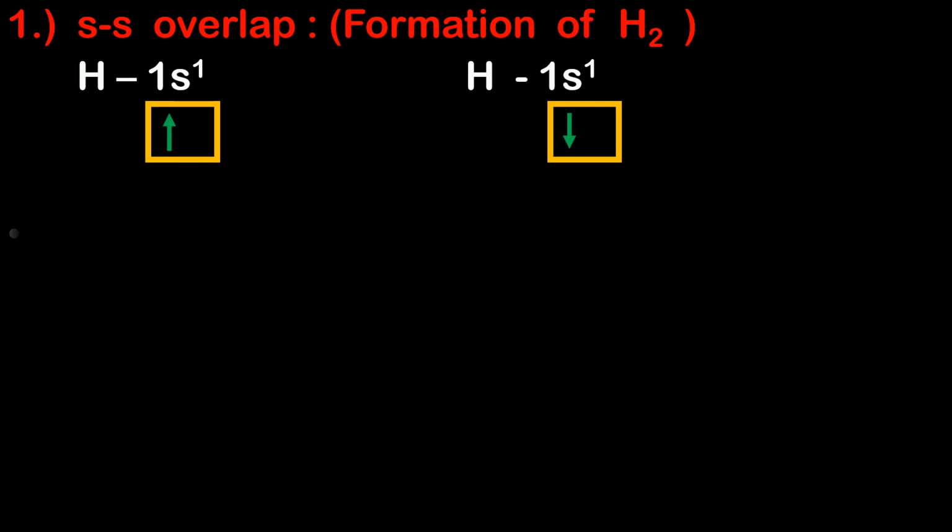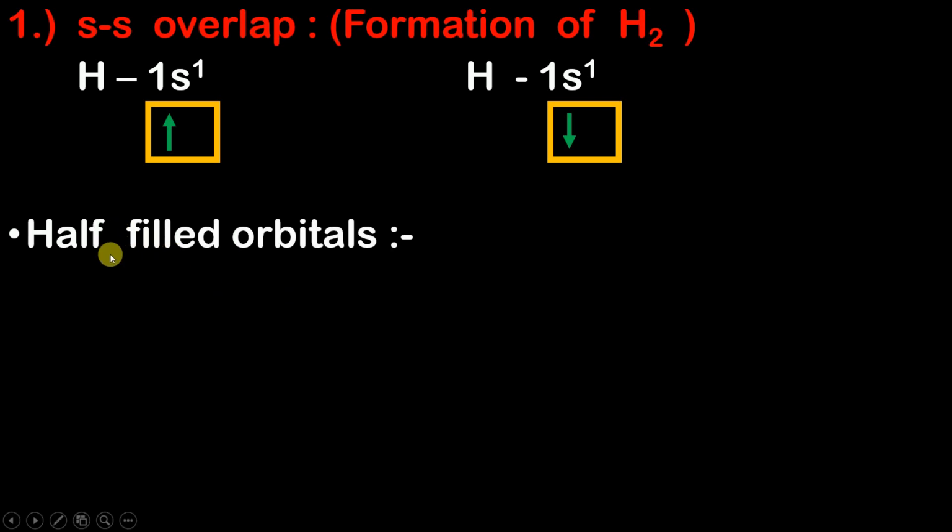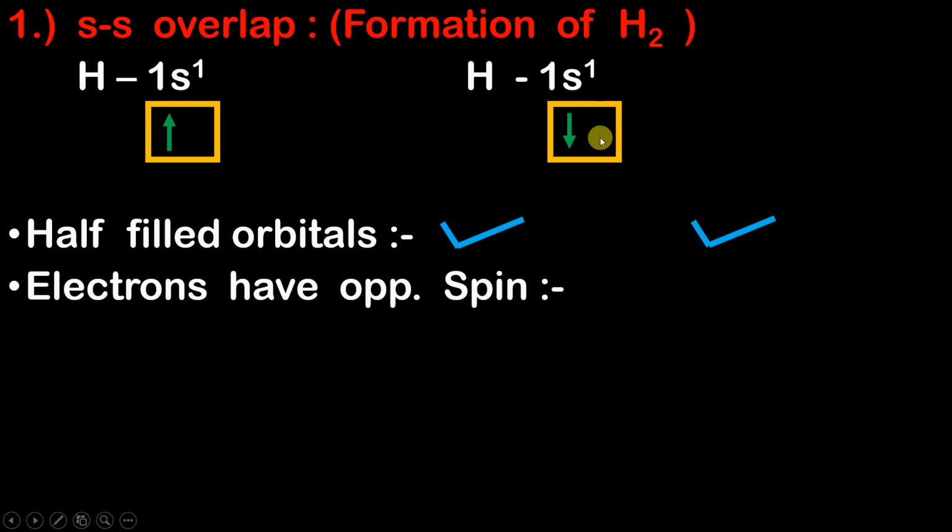The first thing that you need to check is whether both have half-filled orbitals. Since this 1s1 is going to overlap with this 1s1, we check whether they have half-filled orbitals. Yes, both of them do. There must be one more electron here and one more electron here. The second thing to look out for is whether the electrons have opposite spin. As you can see, this electron is moving in a clockwise direction and this one in an anti-clockwise direction, so obviously they have opposite spins.